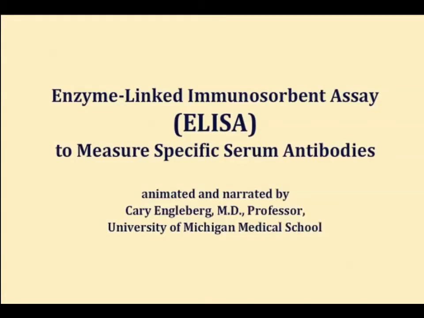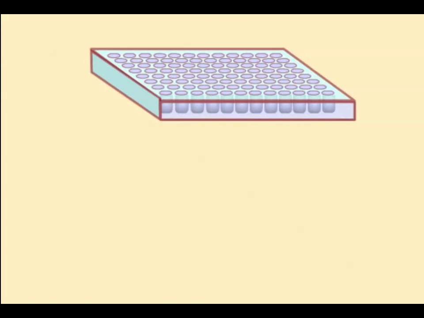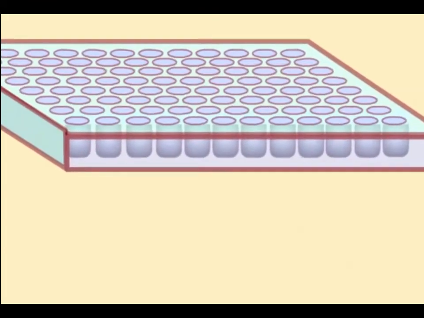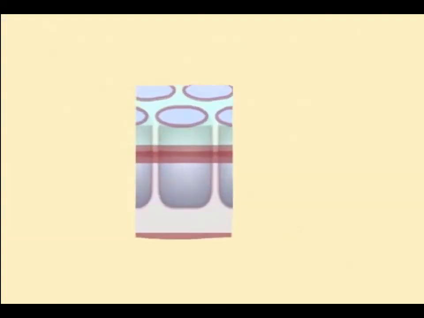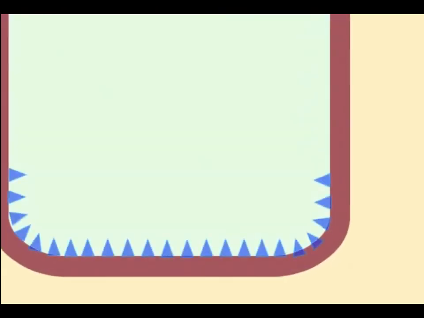The enzyme-linked immunosorbent assay, or ELISA, is a commonly used format for serologic testing. The purpose of this animation is to explain how this test works. ELISA serologies are usually done in multi-well microtiter plates so that dilutions of serum can be easily prepared and tested. To better understand how this assay is done, let's take a closer look at what happens in one of the wells of this assay plate.